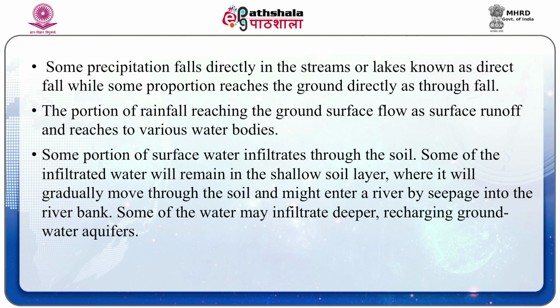Some precipitation falls directly in the streams or lakes, known as direct fall, while a proportion reaches the ground directly as through fall. The portion of rainfall that reaches the ground surface flows as surface runoff and reaches various water bodies. Some portion of surface water infiltrates through the soil. Some of the infiltrated water will remain in the shallow soil layer where it will gradually move through the soil and might enter a river by seepage into the river bank. Some of the water may infiltrate deeper, recharging groundwater aquifers.